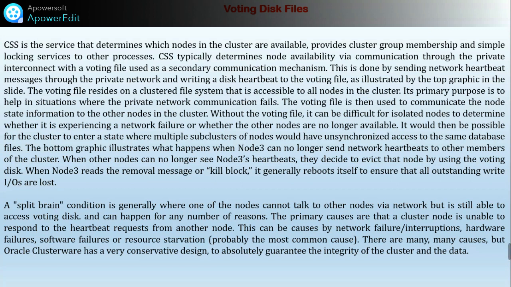A split brain condition is generally where one of the nodes cannot talk to other nodes via the network, but is still able to access the voting disk, and can happen for any number of reasons. The primary cause is that the cluster node is unable to respond to the heartbeat request from another node. This can be caused by network failure or interruption, hardware failures, software failures, or resource starvation, probably the most common cause. There are many causes, but Oracle Clusterware has a very conservative design to absolutely guarantee the integrity of the cluster and the data.